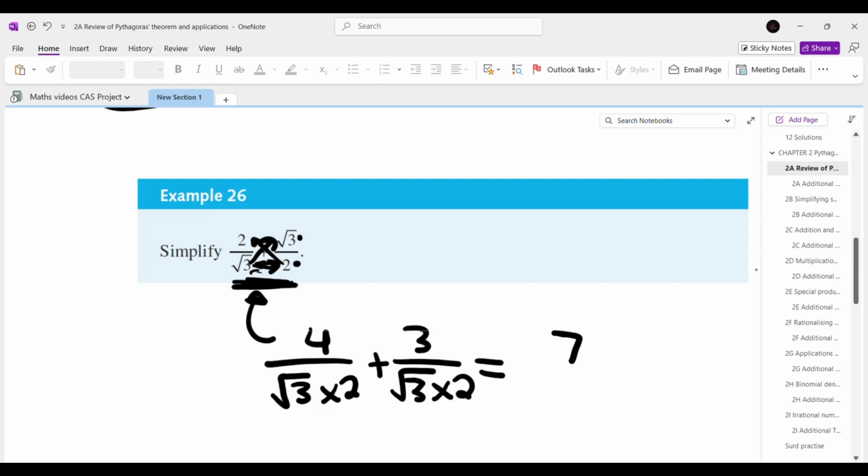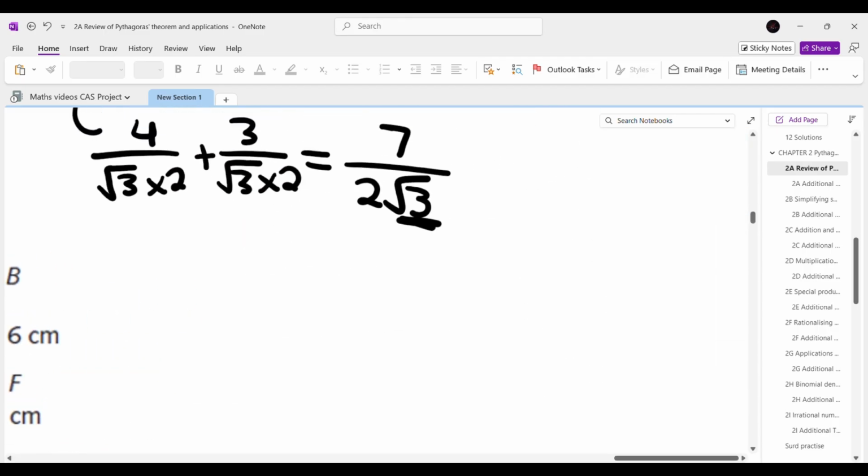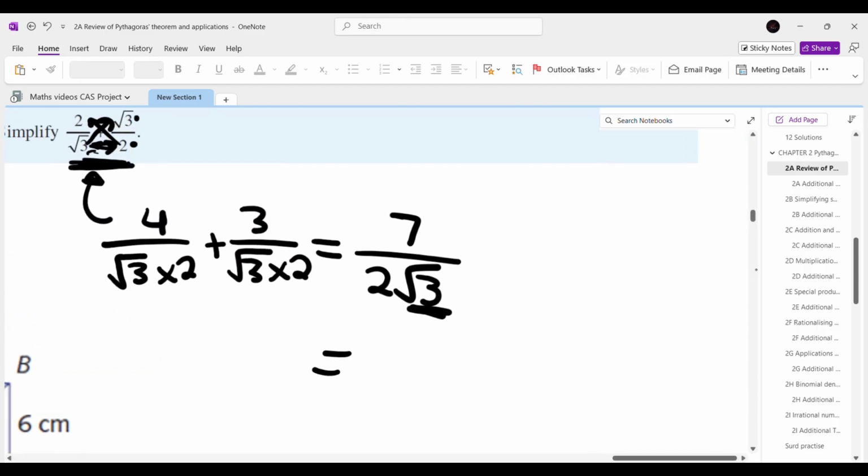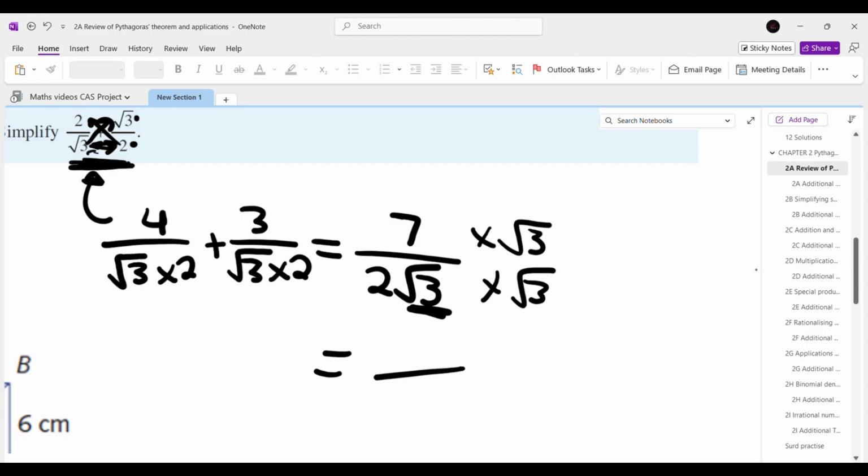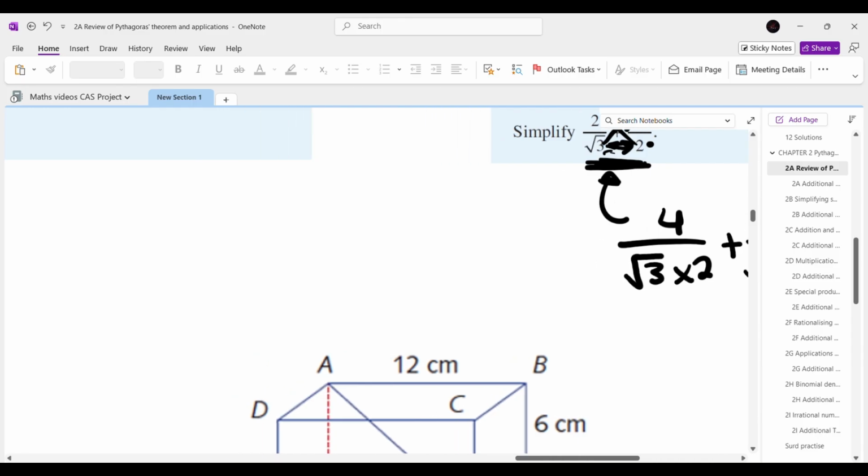So we just have here 7 times 2 root 3, and obviously we want to try and get the root 3 out of this denominator, so we're going to multiply both sides by root 3. So in the end, we just have root 3 times root 3, which is 3, and combined with the 2, it's 3 times 2, which is 6, sorry. 6 over 7 root 3. And this is the solution to that.